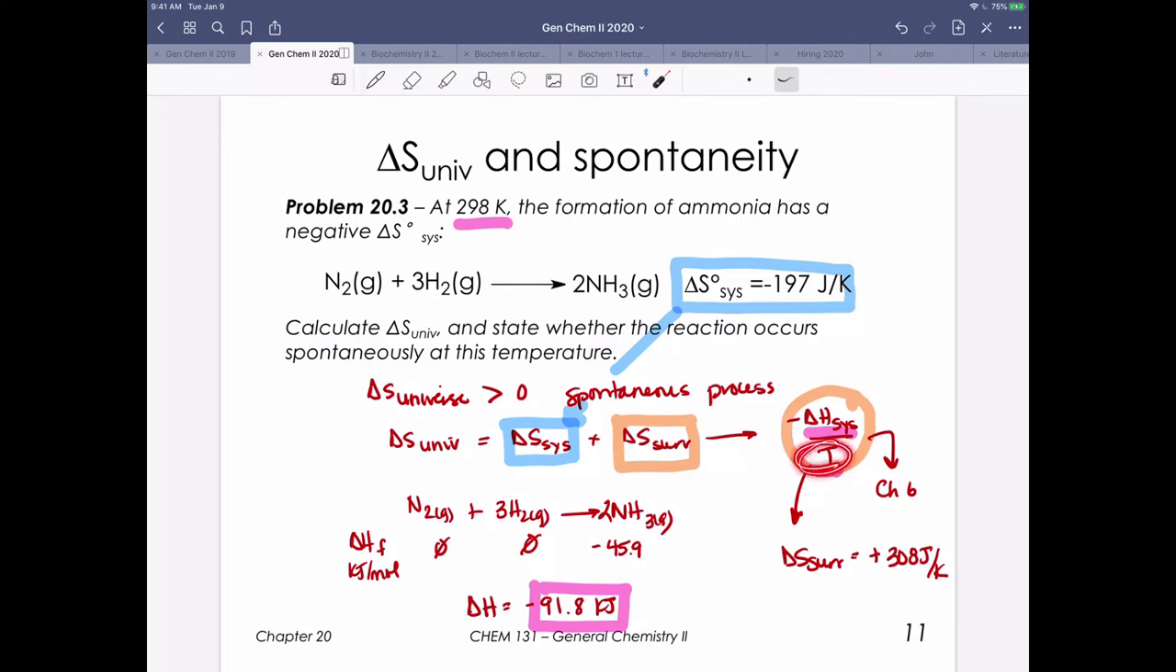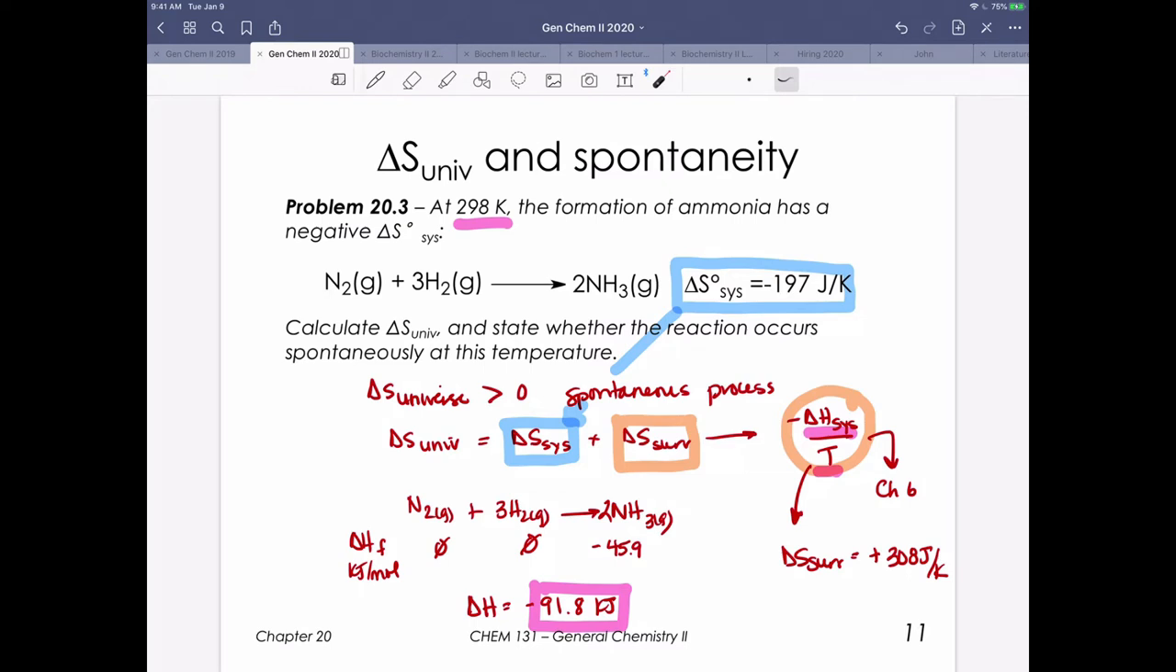They give us the temperature of the system, okay? And so delta S of the surroundings, being negative delta H of the system divided by the temperature, is going to end up being 308 joules per Kelvin. Okay, so that's how we're going to get this piece. They give us the delta S of the system. We're going to need to do a little bit of work to calculate delta S of the surroundings, but adding these two together is going to be what gives us delta S of the universe.